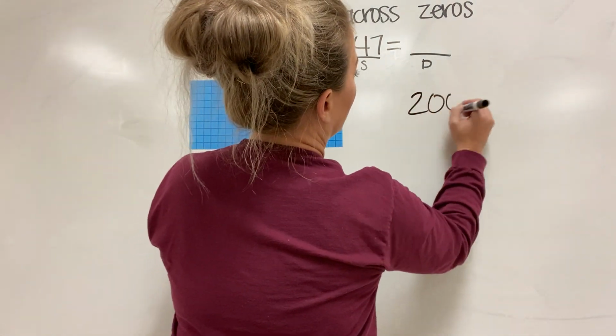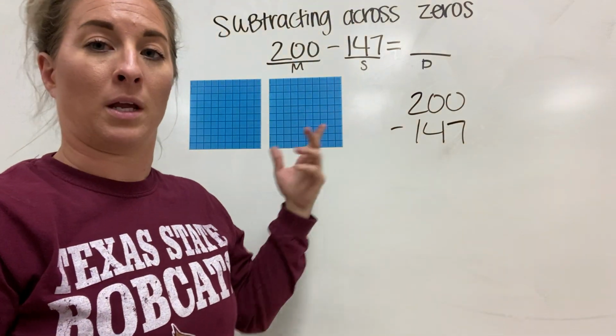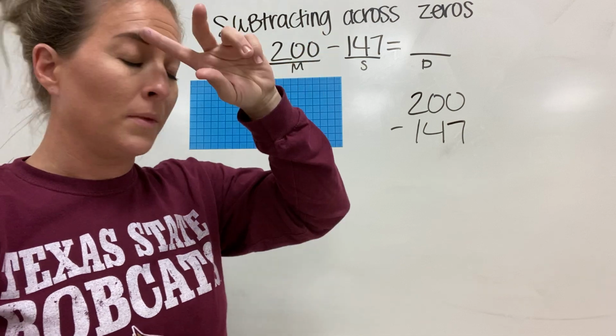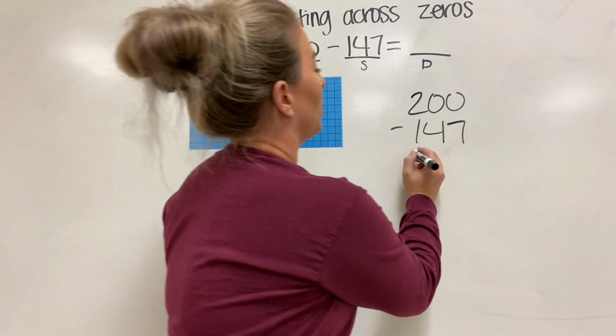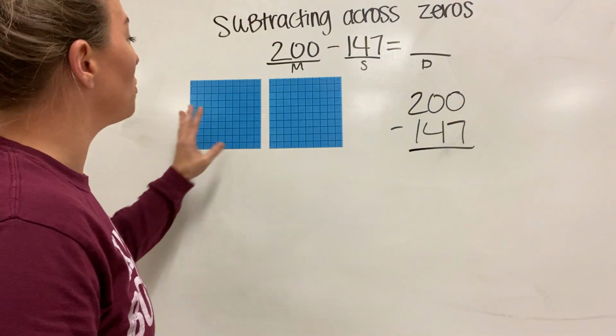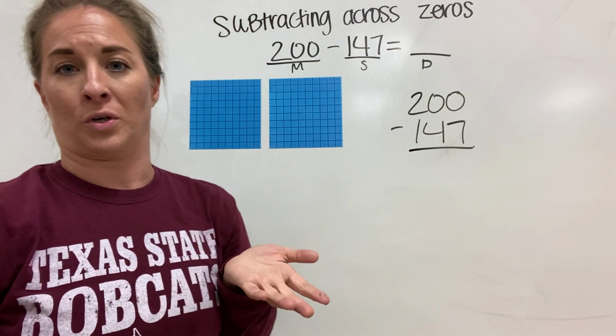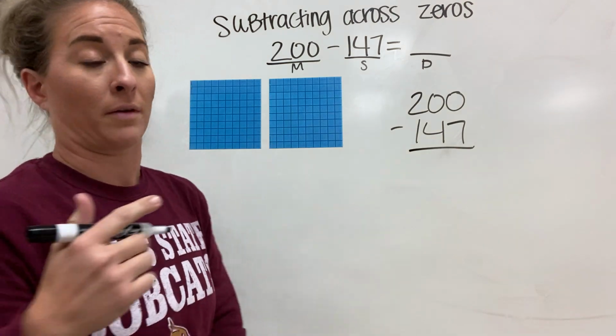So 200 minus 147. Don't make the mistake of putting the smaller number on the top, because we're not working with negative numbers until high school, okay? So it is possible that if I have 200, I can give away 147.